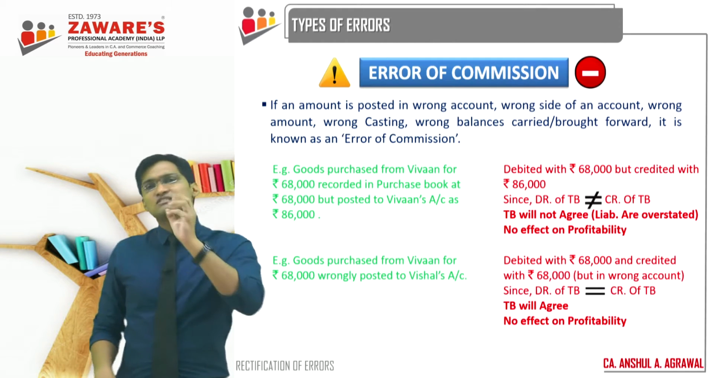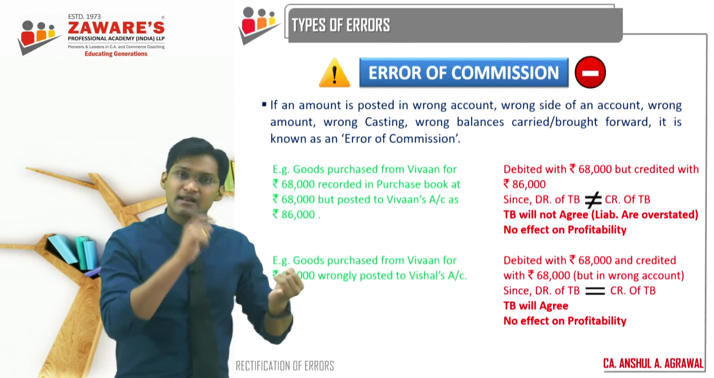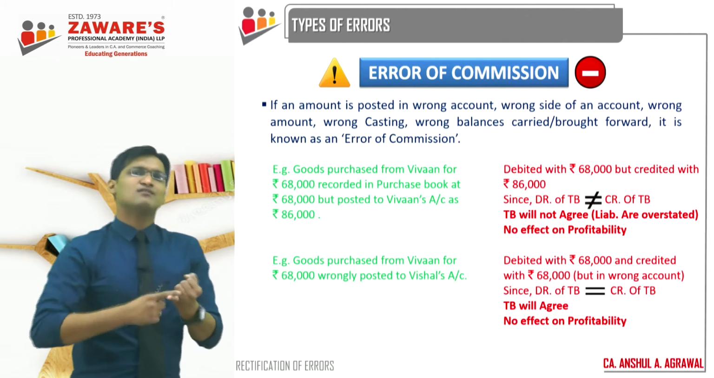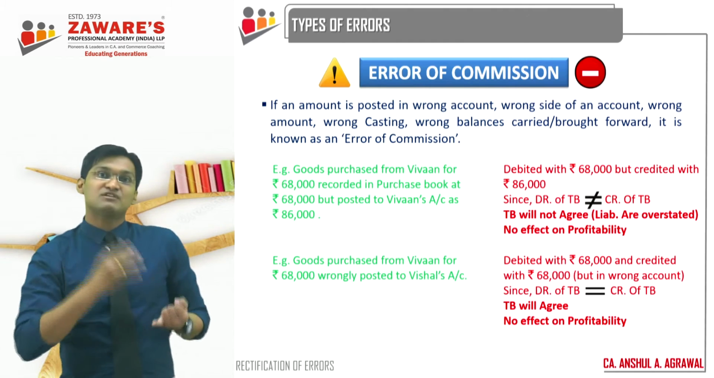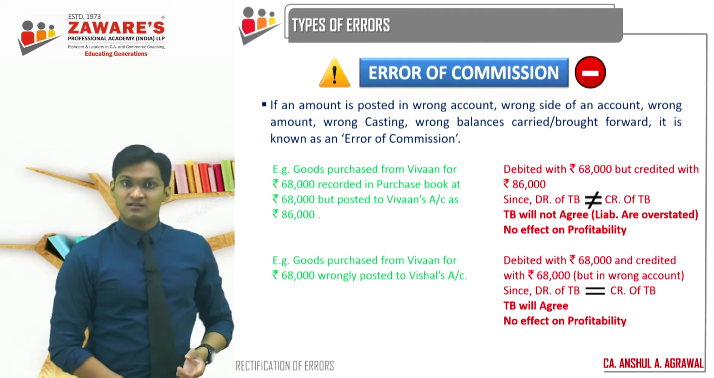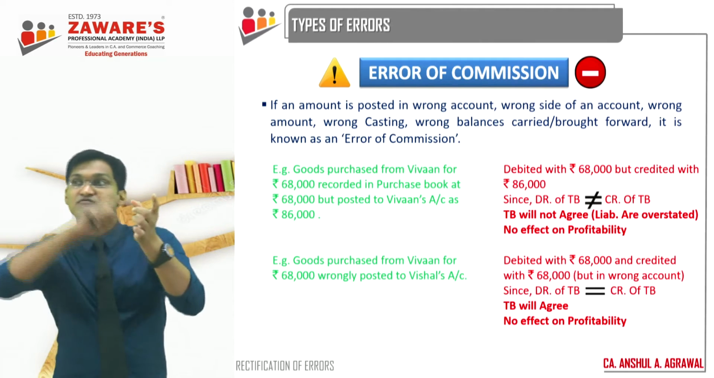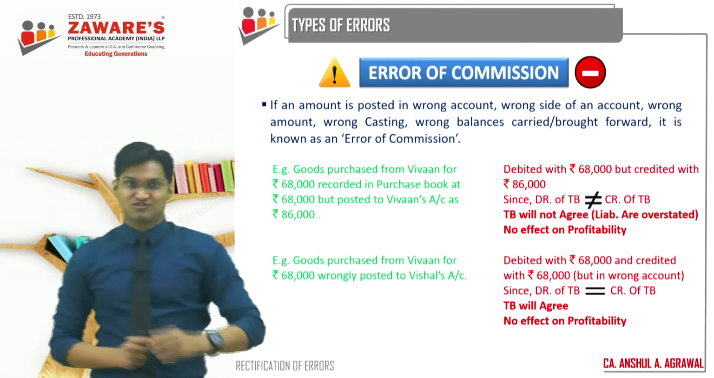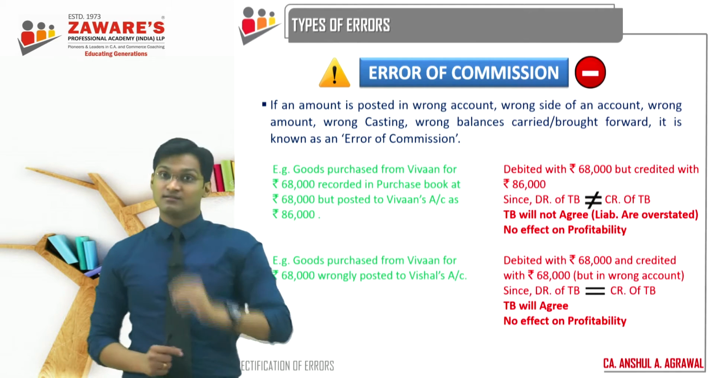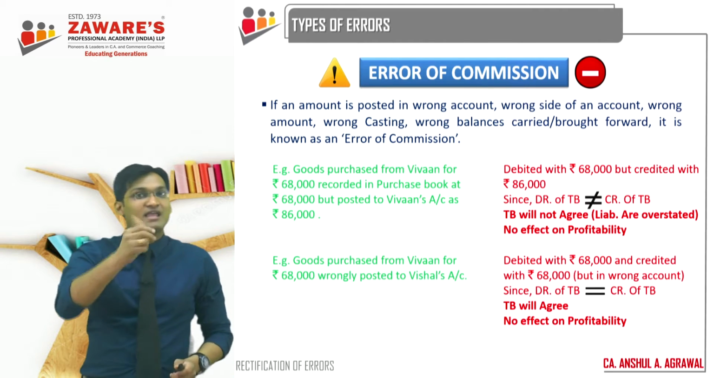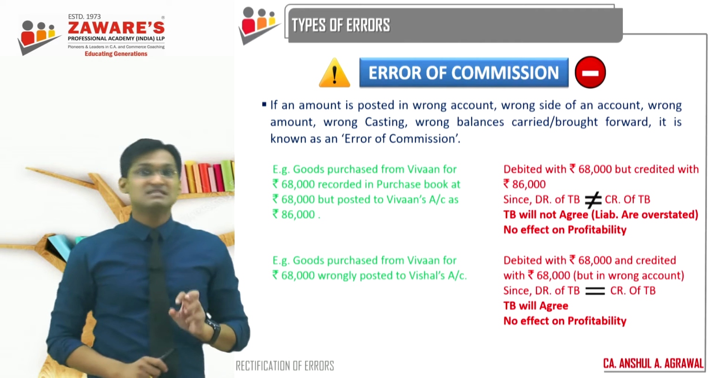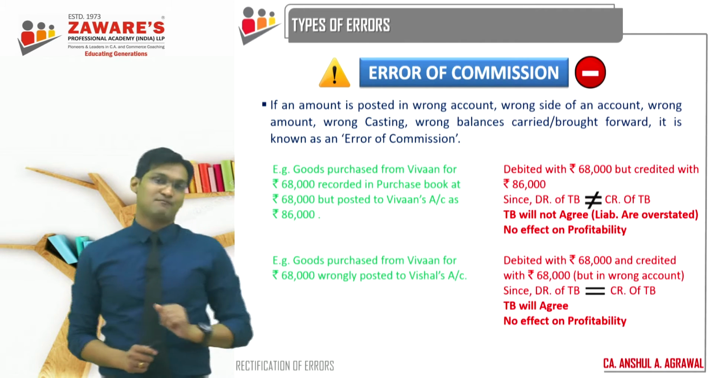Which type of error? Error of commission. तो सर एक चीज बताइए, जब आप कह रहे हो कि इस एरर का ट्रायल बैलेंस पे इफेक्ट नहीं होगा, इस एरर का प्रॉफिट पे इफेक्ट नहीं होगा, तो ये एरर को रेक्टिफाई करने की जरूरत क्या है? Why are we supposed to rectify this error? Understand. When you do balance confirmation and confirm your balance with Vivan as well as Vishal, it won't match. Why won't it match? Because this transaction has actually taken place with whom? Vivan. लेकिन आपने ये किसके साथ रिकॉर्ड किया है? विशाल के साथ. दोनों का बैलेंस मैच नहीं होगा. You need to reconfirm these balances, correct? So that is why it's very, very important.